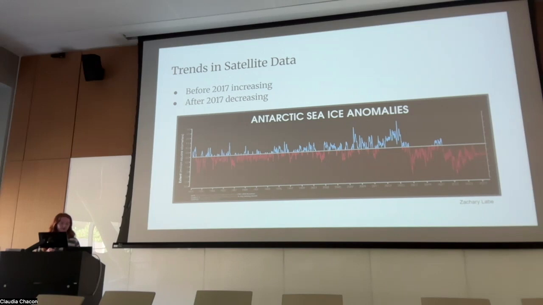As you can see, before 2017, there was an increasing trend in the overall amount of sea ice, and many years had above the expected average of sea ice. However, since 2017, that trend has been flipped, and many years have had less sea ice than expected.